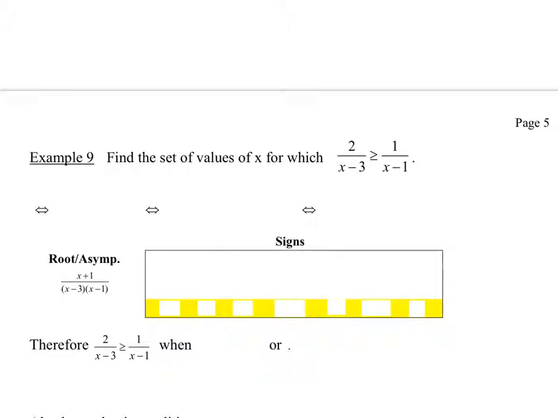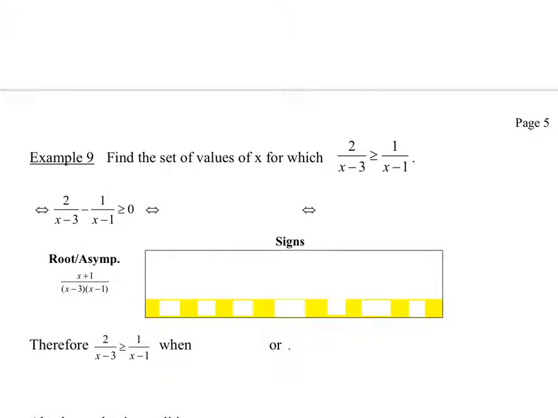Now this is a similar kind of example. We're going to need to make this inequality, we're going to need to shift things over to one side and make it bigger than or equal to 0. So the first step is just to do exactly that. We're going to have to subtract 1 over x minus 1.